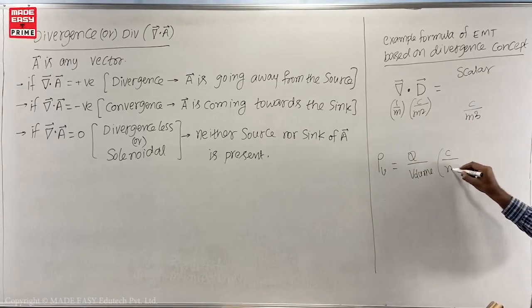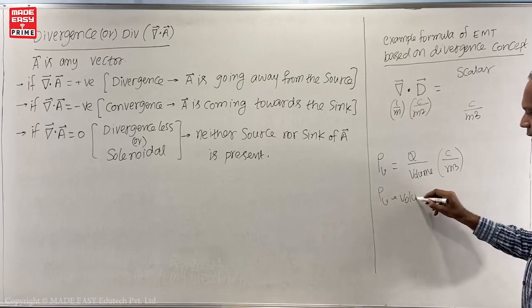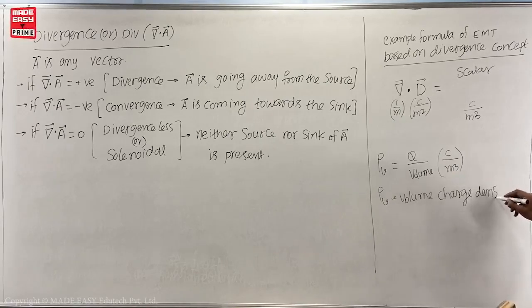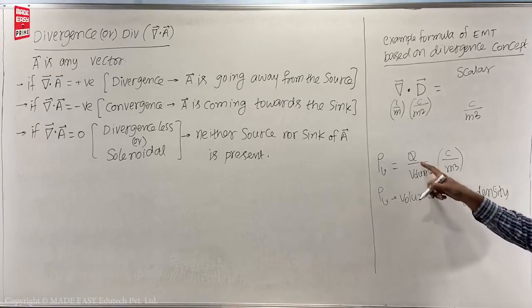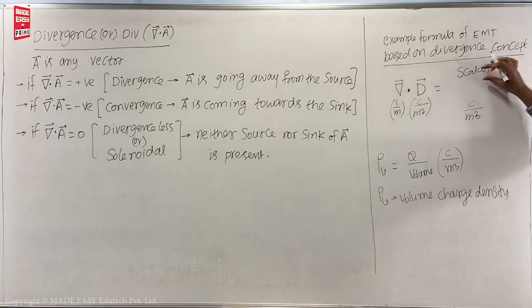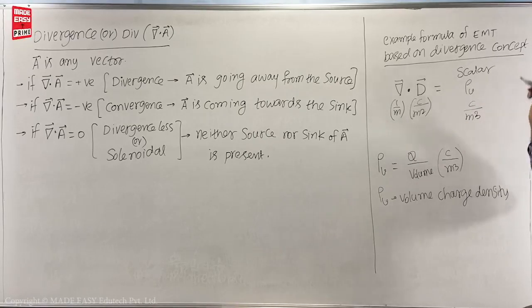This is coulomb per meter cube. So here rho V is the volume charge density. It is actually a scalar. So it is a scalar, and the unit is coulomb per meter cube, which is what you get for rho V.